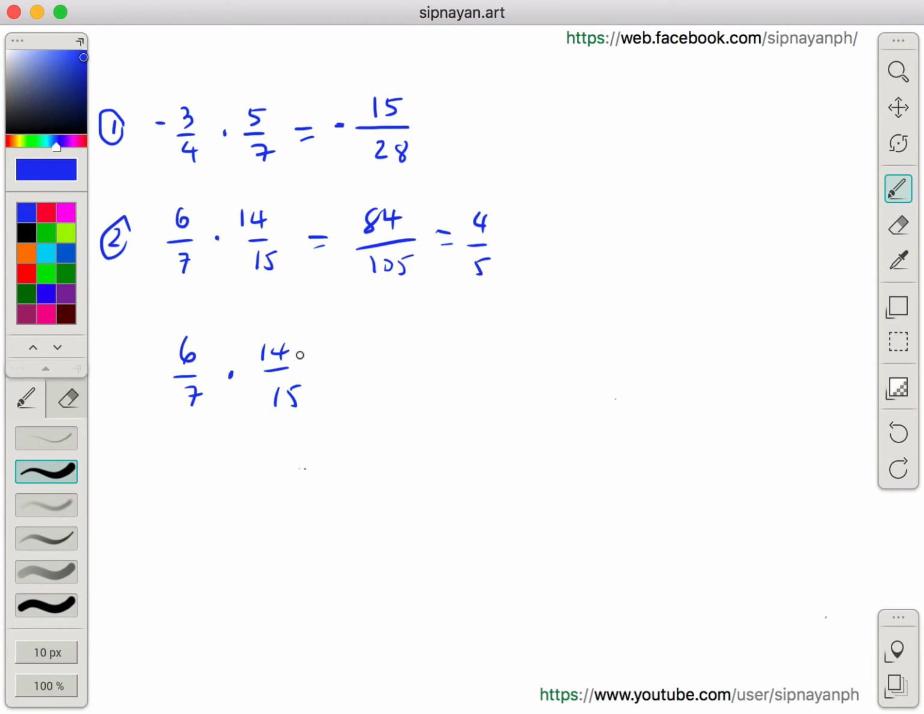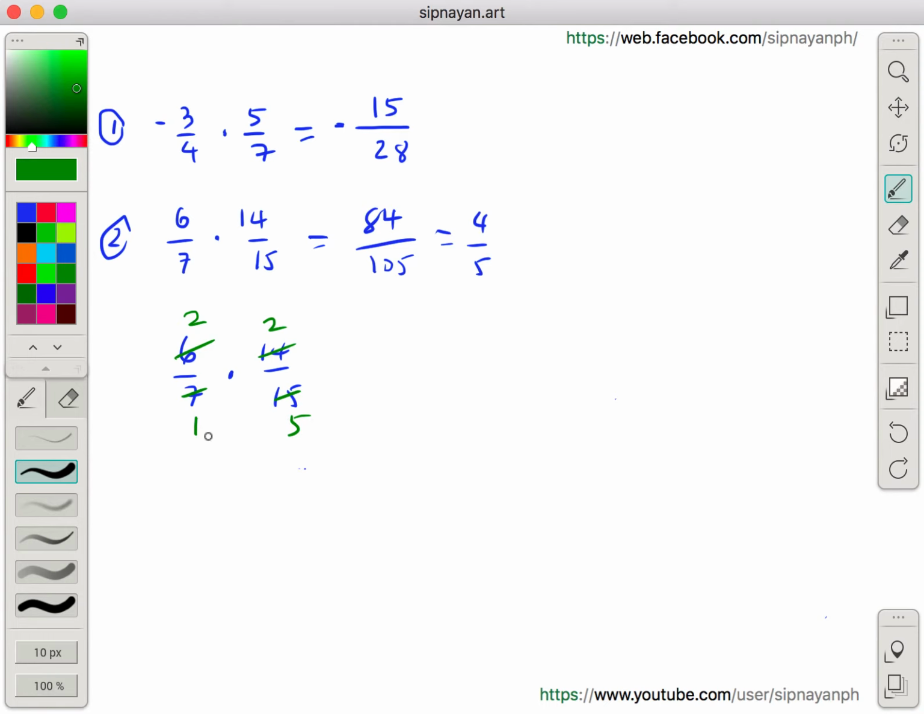So, for example, yung 14 at saka 7, anong pwede nating i-divide, pinakamalaking number? The greatest common divisor of 7 and 14. 7, di ba? So, 7 divided by 7 is equal to 1. Kung ano yung dinivide mo dito, ganun yung divide mo dito. So, 14 divided by 7 is equal to 2. What about yung 6 and 15? Anong pinakamalaking number na pwede natin i-divide dyan? So, pwedeng 3, di ba? So, 6 divided by 3 is 2, and then 15 divided by 3 is 5.